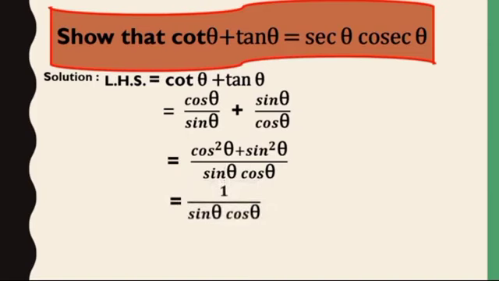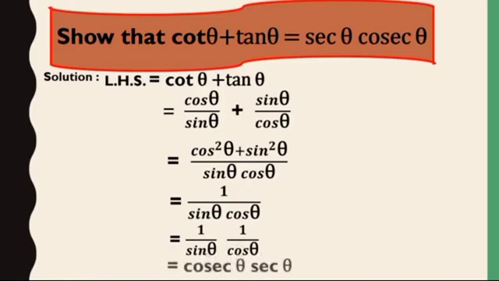We can write 1 by sin theta into cos theta as 1 by sin theta into 1 by cos theta. Here, multiplicative inverse of sin theta is cosecant theta and multiplicative inverse of cos theta is secant theta. So that we can write 1 by sin theta as cosecant theta and 1 by cos theta as secant theta. So we get cosecant theta into secant theta, which is RHS.